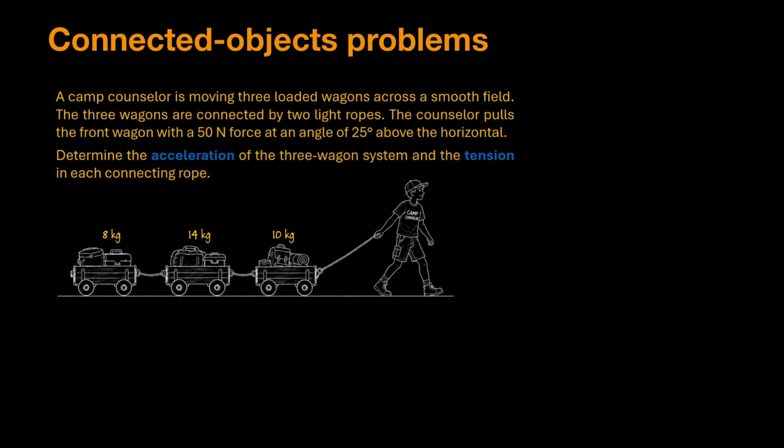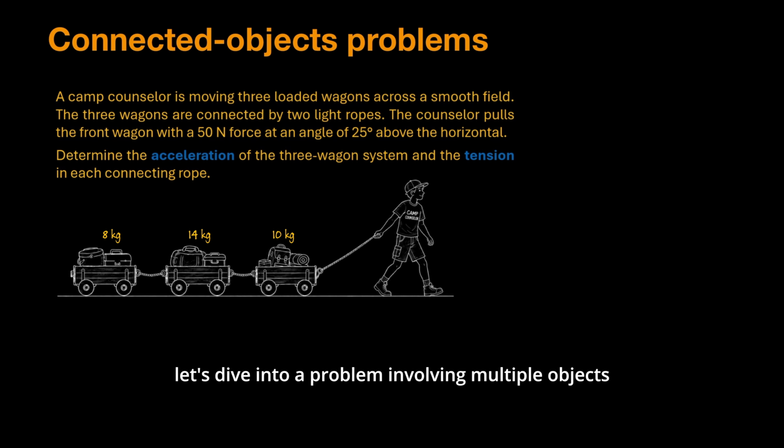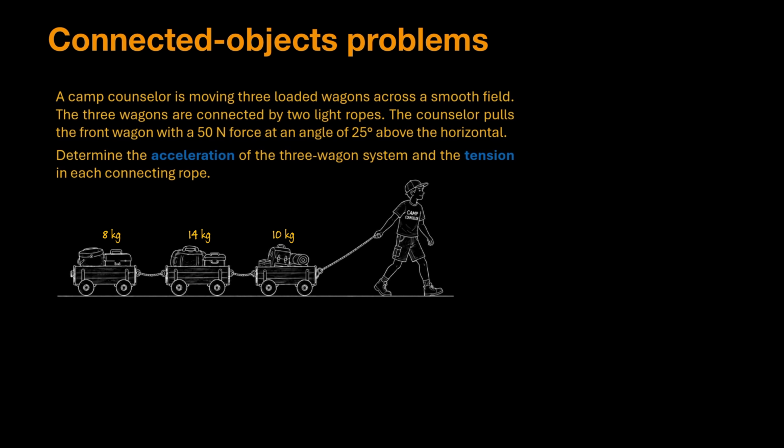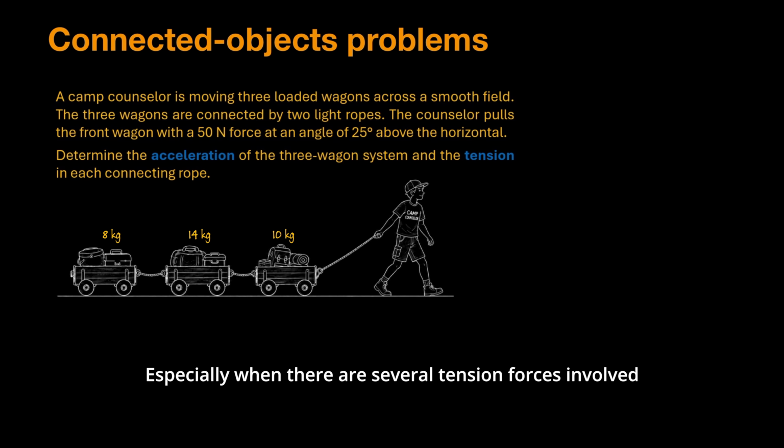In this video, let's dive into a problem involving multiple objects connected by ropes. These problems can get messy fast, especially when there are several tension forces involved. So instead of starting with separate free body diagrams for every object, let's use the system approach and see how much simpler the problem becomes.